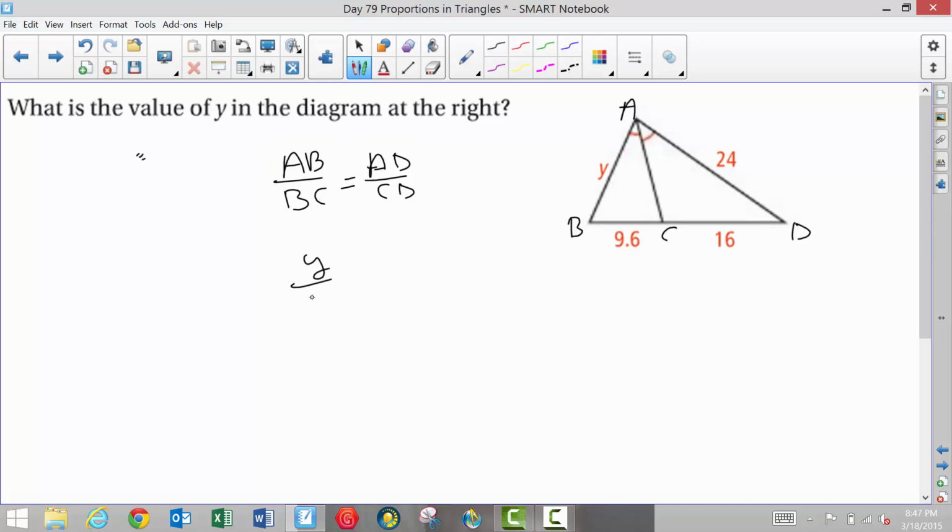So I have y over 9.6 is equal to 24 over 16. Cross multiply, I have 16y equals 24 times 9.4. I have 225.6 divided by 16. Therefore, y is equal to 14.1. And again, it only works with a triangle. With an angle bisector, you have proportional sides created.